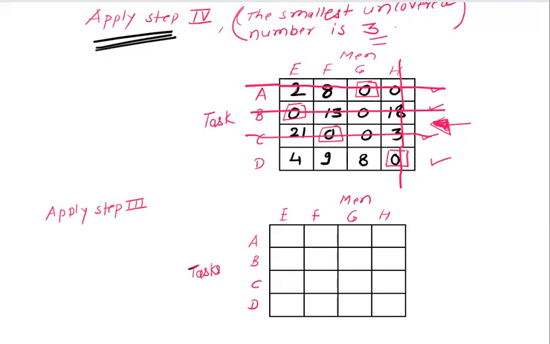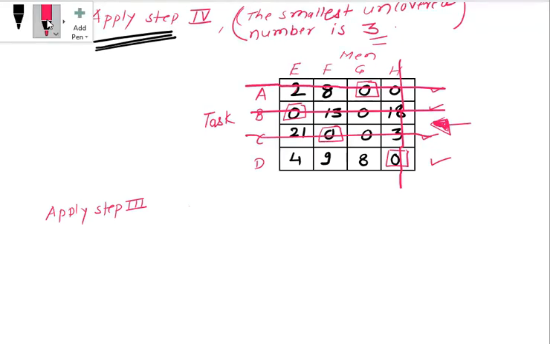So in this way, we have drawn the horizontal and vertical lines. So we get three horizontal, one vertical, 4 lines. So this is the optimum solution. We have obtained the optimum solution.